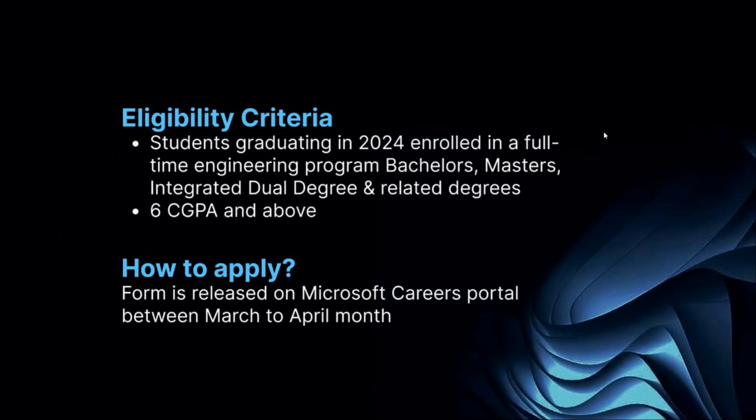Now, let's see who can apply for this. Students graduating in 2024, enrolled in a full-time engineering program, bachelor's, master's, integrated dual degrees and related degrees, and having a CGPA greater than or equal to 6 are eligible for this. This eligibility criteria is for MS Engage 2022. You may use it as a reference for MS Engage 2023.